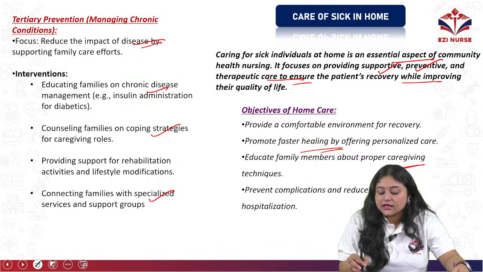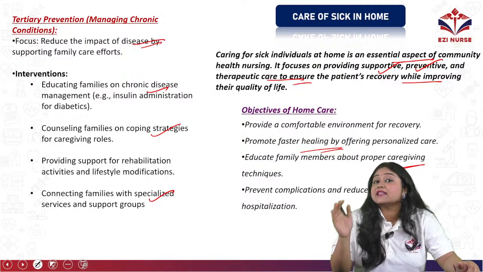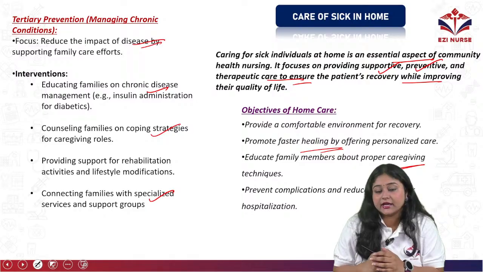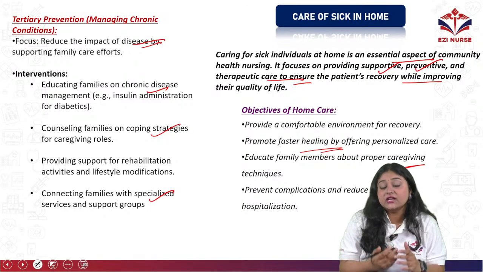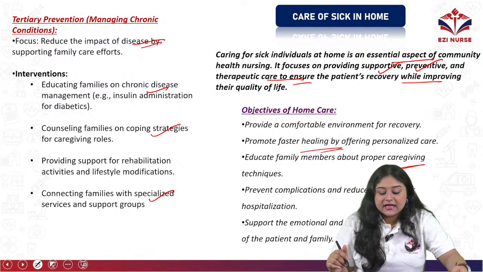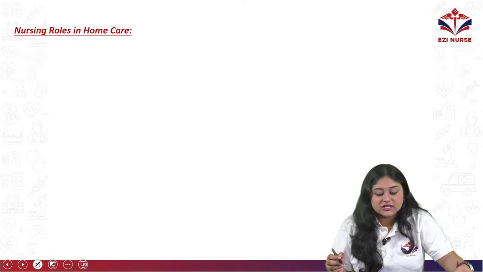Next one is to prevent complications and reduce the need for hospitalization. If healthcare workers or family members who are providing the care find any complications, then as per the information, they have to immediately shift the patient to a hospital. Okay, next is to support the emotional and psychological well-being of the patient and family.